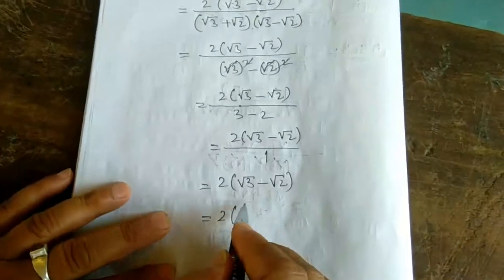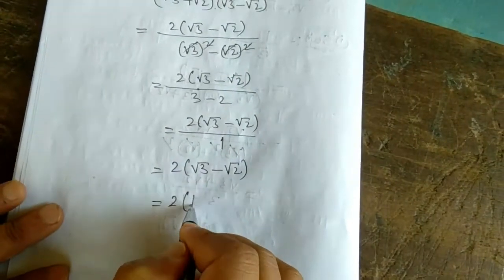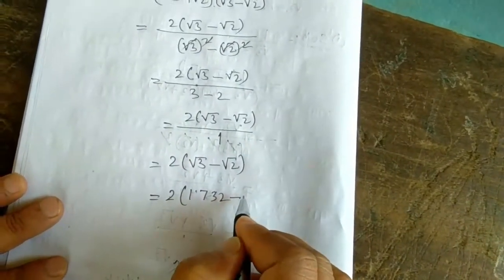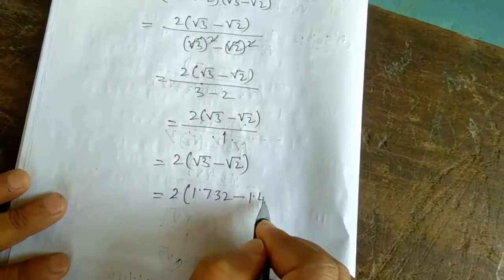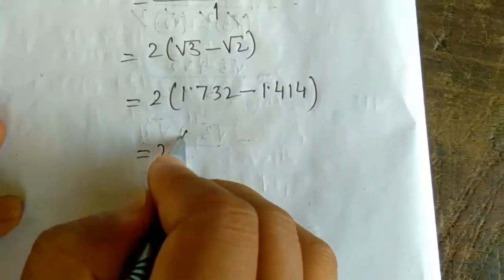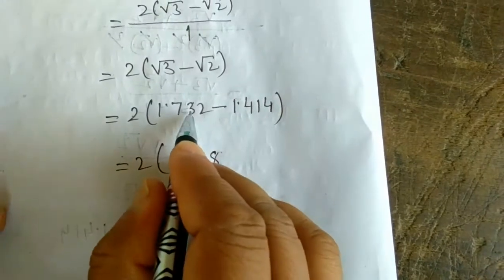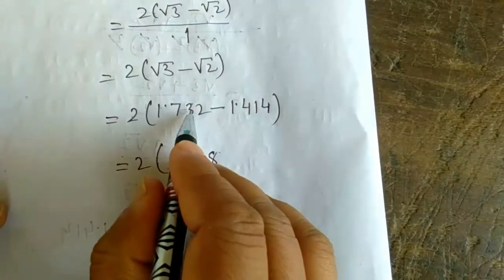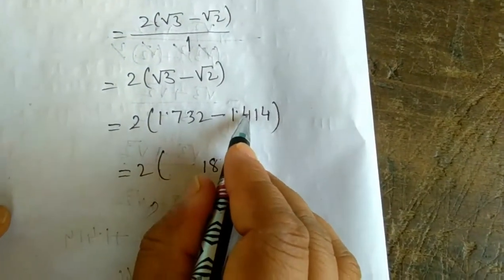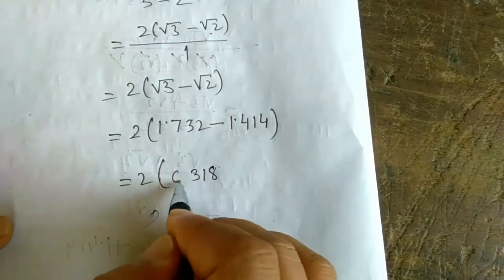After that you put the value of root 3. Value of root 3 is 1.732 minus value of root 2 is 1.414. Then you subtract it. Take 1, 12. 12 minus 4 is 8. Here remain 2. 2 minus 1 is 1. Then 7 minus 4 is 3. 1 minus 1 is 0, no need to write.